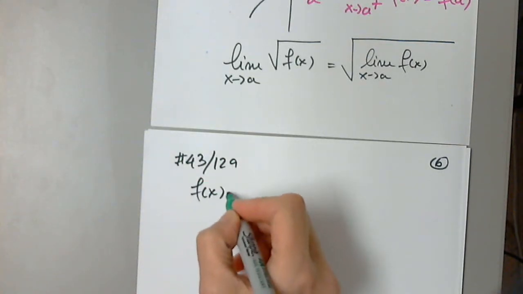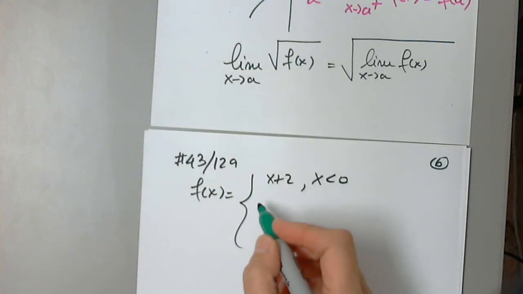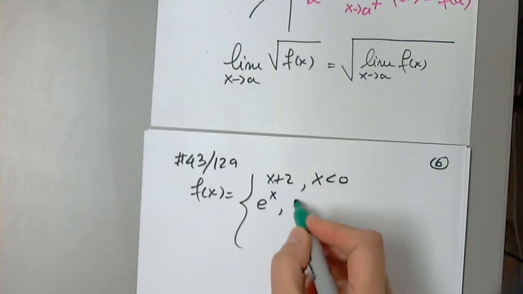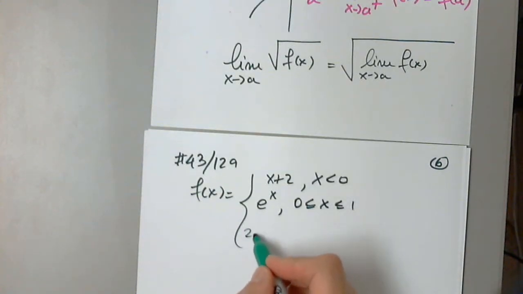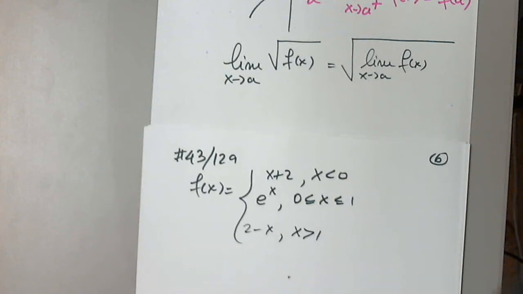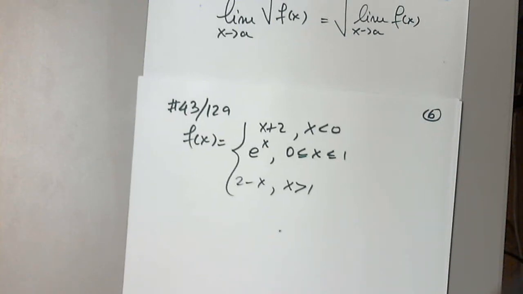We are given f of x: x plus 2 if x is less than 0, e to the x for x between 0 and 1, and 2 minus x for x greater than 1. So the question is asking us to find the numbers at which f is discontinuous. At which of these numbers is f continuous from the right, from the left, or neither? Sketch the graph of f. We're going to start by sketching the graph of this function.